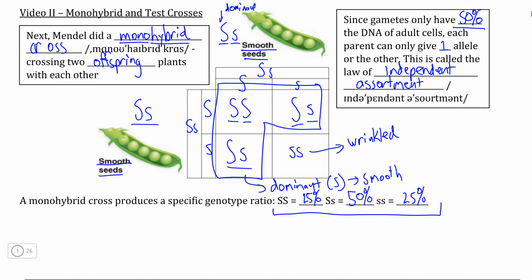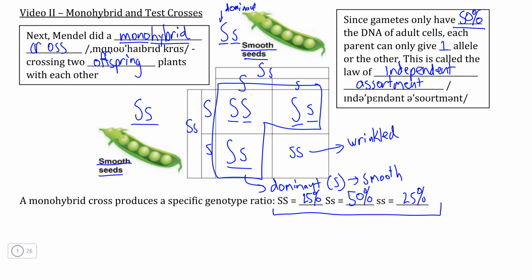This is exactly what Mendel saw when he got two hybrid pea plants to reproduce. These are exactly, or very close to it, the ratios that he saw in offspring with specific characteristics.